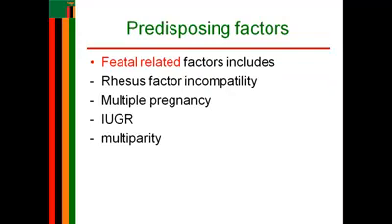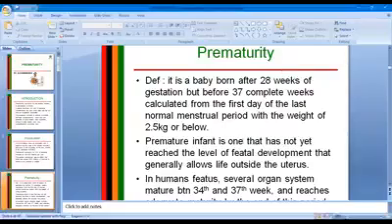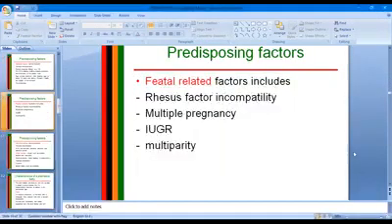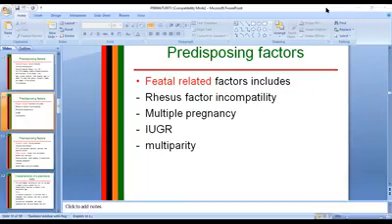Then there are also other conditions such as intrauterine growth retardation. In intrauterine growth retardation, you'll find that there are some conditions which make the baby grow slower than the rate at which the child should grow. So there are conditions which predispose the child to grow slow as compared to the rate at which this child should grow.